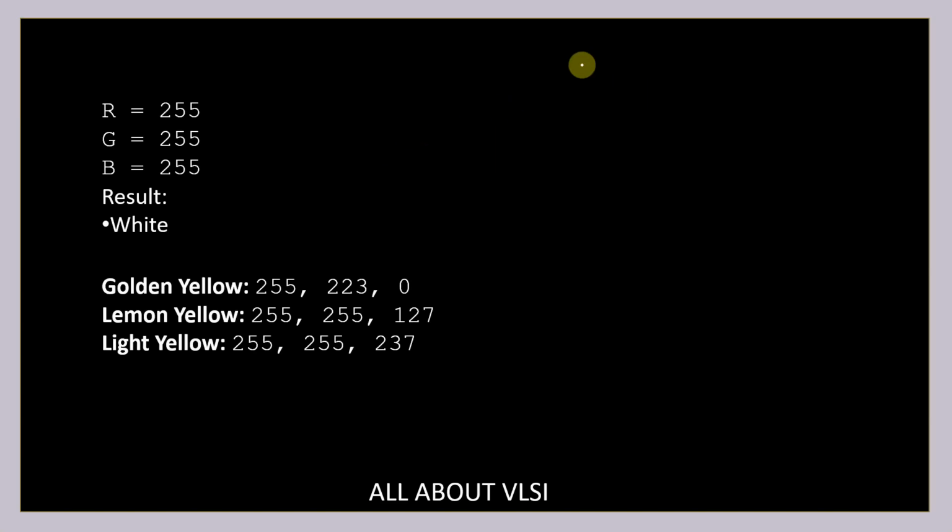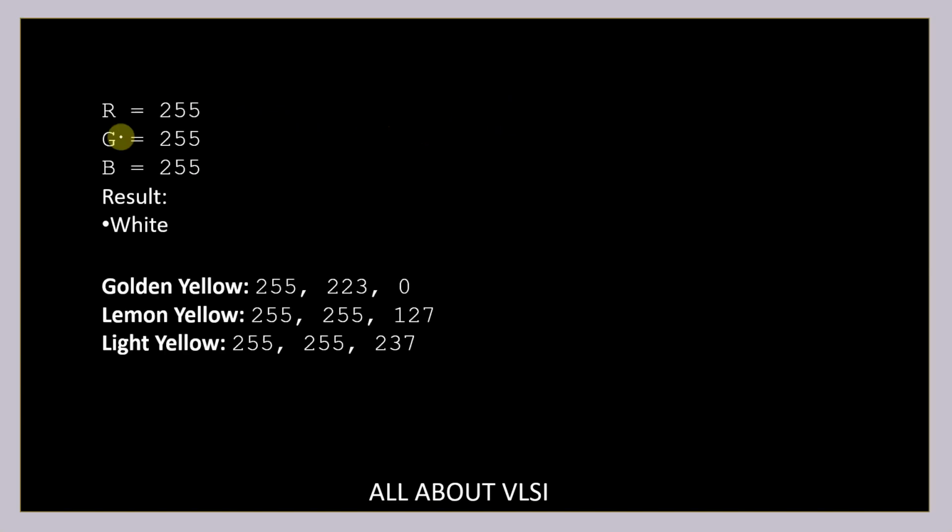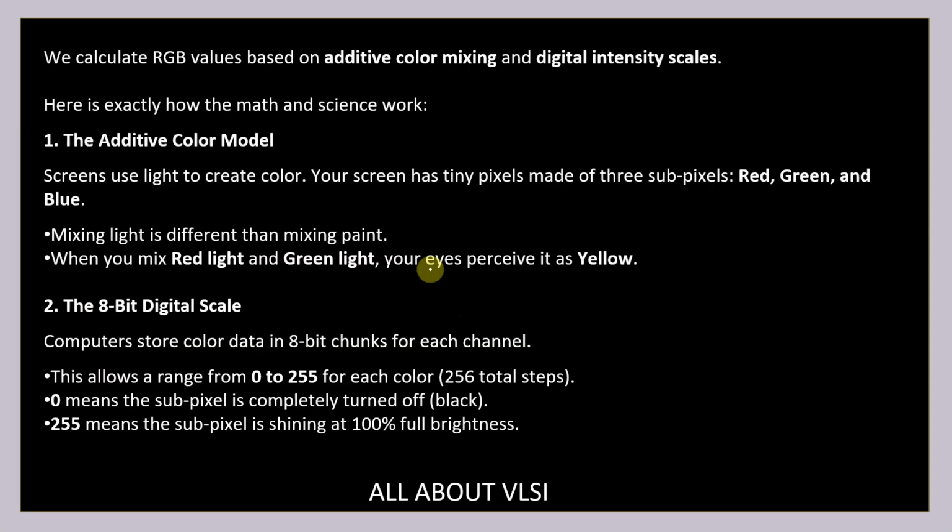Now, let's say if every subpixel value is 255, 255, 255, then it is pure white. Okay. If we want golden yellow, then the red subpixel value should be 255, the green subpixel value should be 223, and the blue subpixel value should be 0. So like this, depending upon which color we want, we decide what the intensity of red, green, and blue should be.